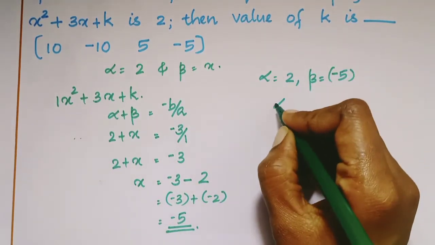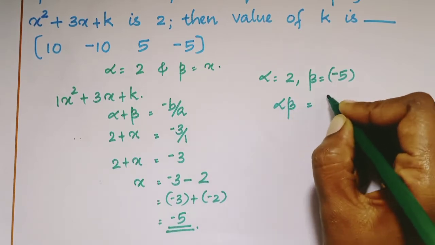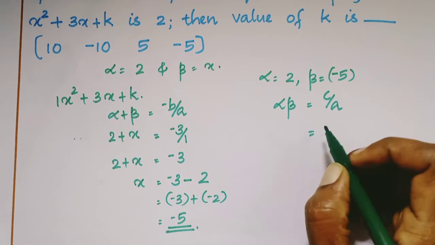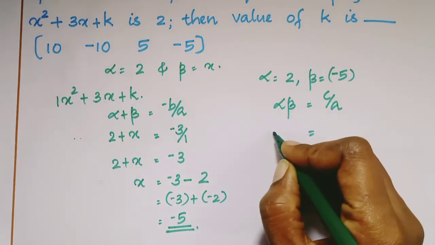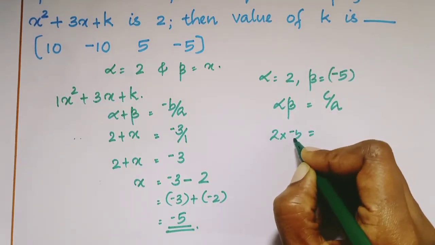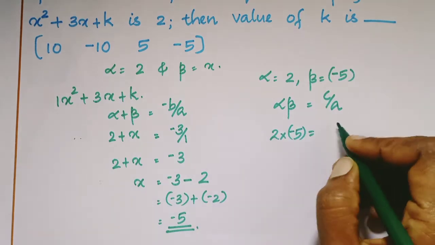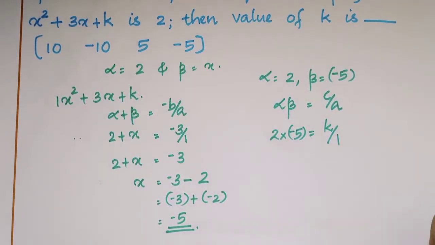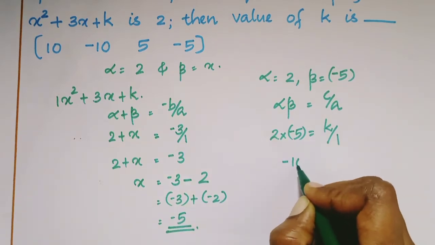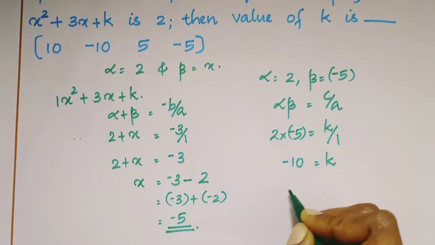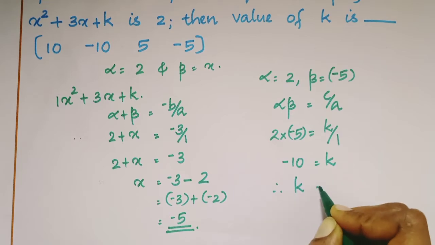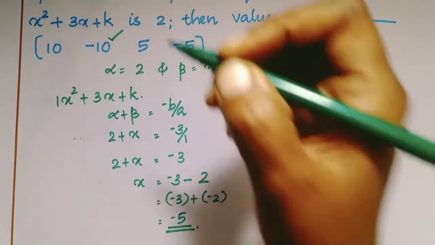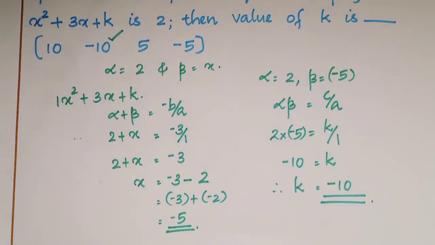Then what about alpha beta? Alpha beta is c by a. Then alpha is 2 multiplied by minus 5 is equal to k by 1. Then minus 10 equal to k. Therefore, the value of k is minus 10. So, this one is the right answer.